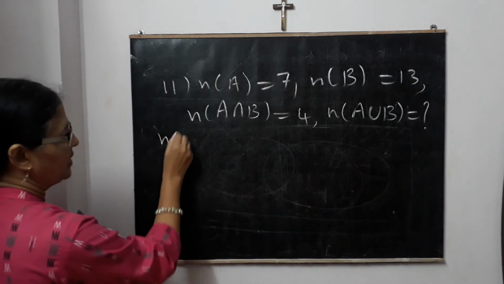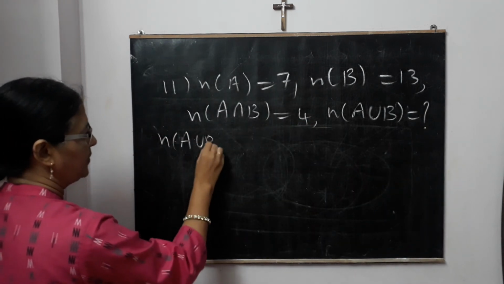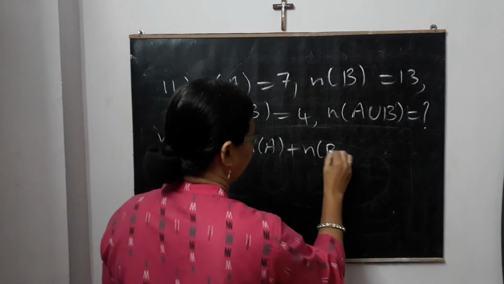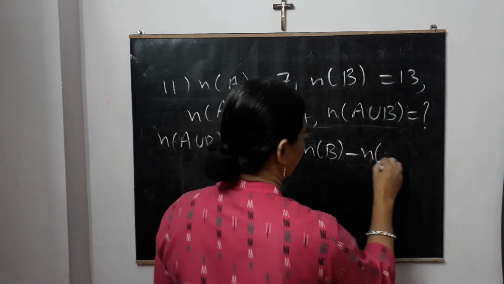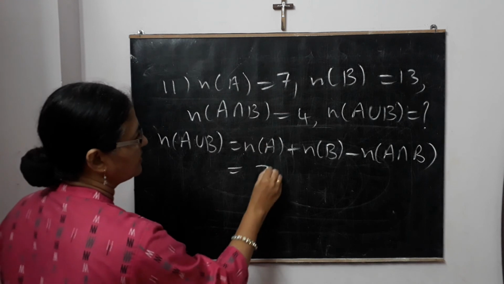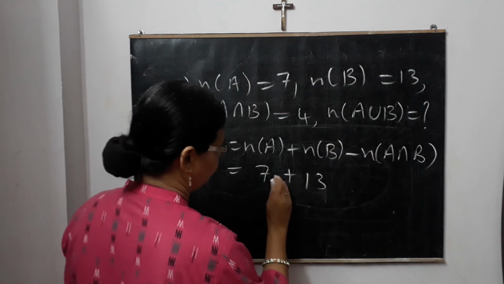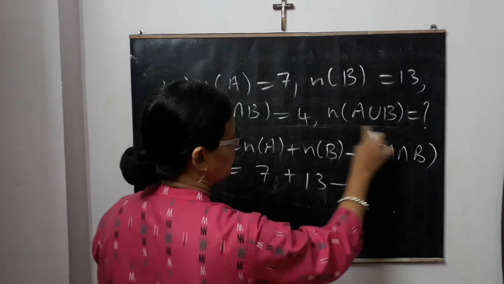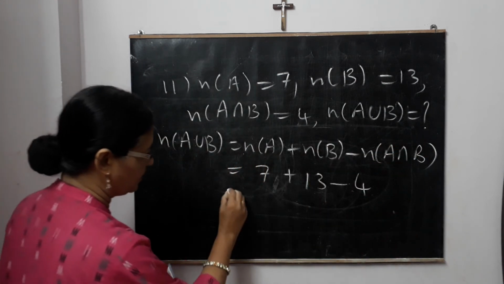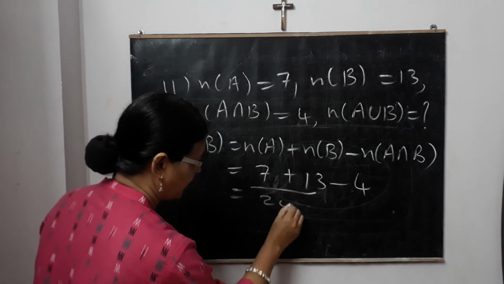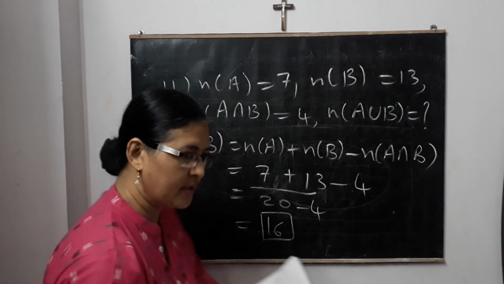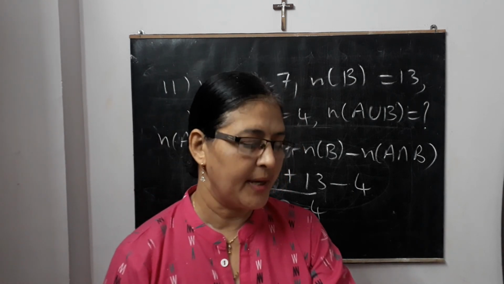Now you will use the formula for the union. N of A union B is equal to N of A plus N of B minus N of A intersection B. Now put the values. What is N of A given? 7, then 13. 7 plus 13 minus, what is given? The intersection is 4. Okay, 7, 13 and 4. Work out: 7 and 13 you know, that is 20. 20 minus 4, how much? 16.